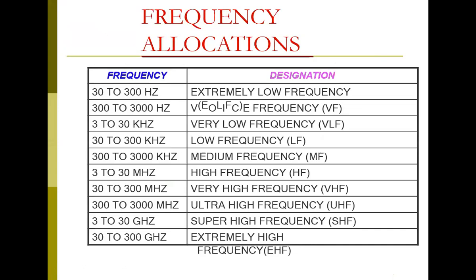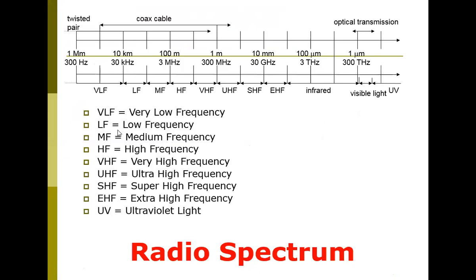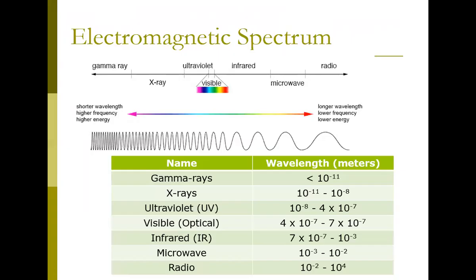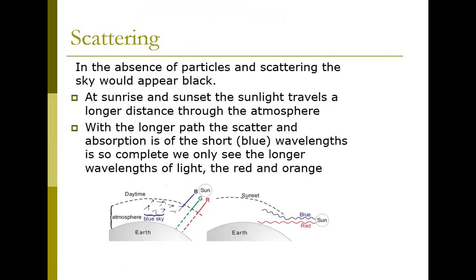So from this chart, if something is not much clear, to understand it in a better way, it has been given in tabular form. 30 to 300 hertz, extremely low frequency. 300 to 3000 hertz means 3 kilohertz. And so on, this chart you can go through, you can find out.